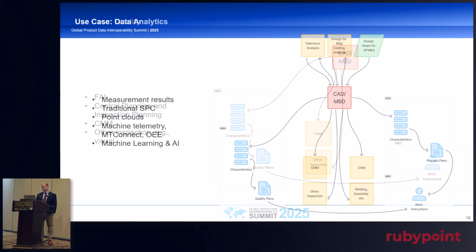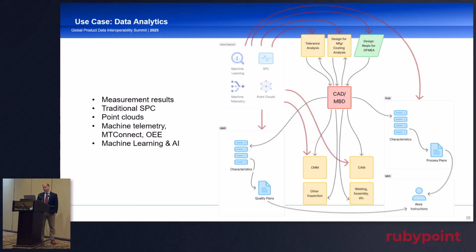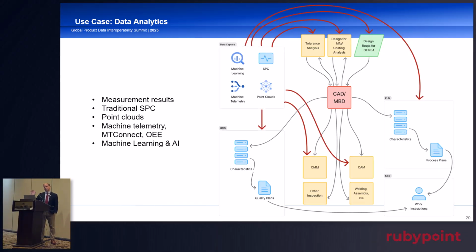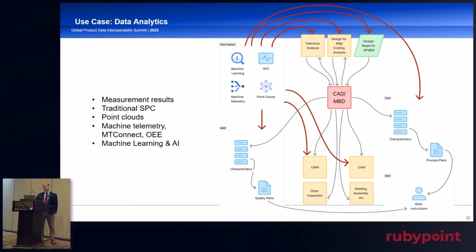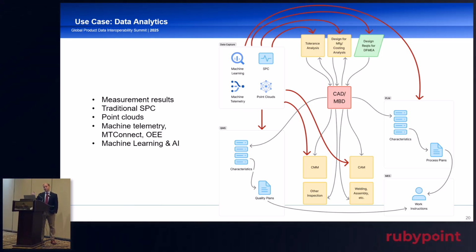Data analytics. This is a really important one. All of these systems that we just looked at, many of them are generating lots of data, which would be useful to the other domains. And then a lot of them would be able to really heavily take advantage of some of the data that's coming from the other domains. Let me just give one example, just because I see it right here, tolerance analysis.